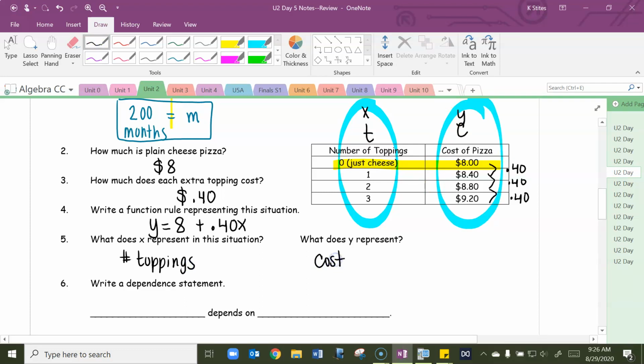And let's write our dependent statement. Again, your dependent is always on your right side here. So we're going to say cost depends on the number of toppings. All right, looking great. Flip the page.